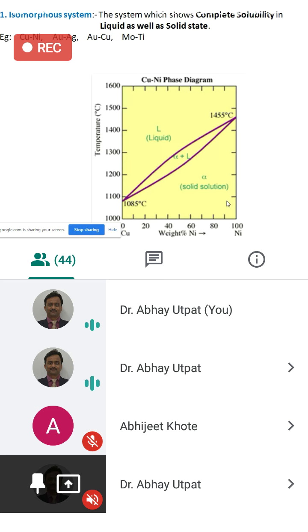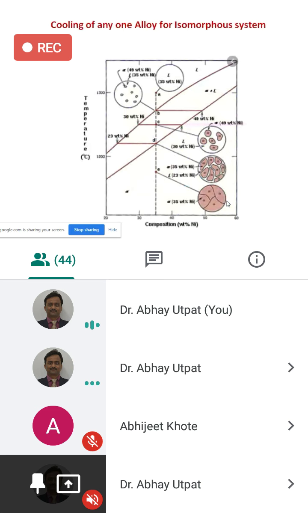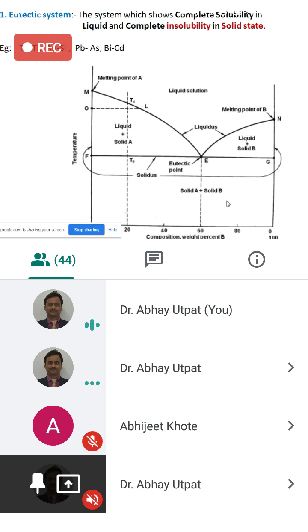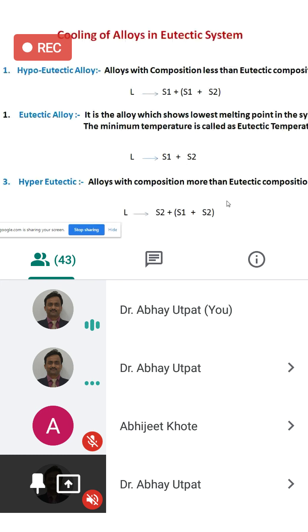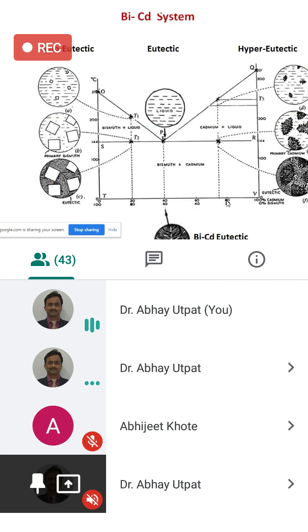Out of these, we have covered the first two. The isomorphous system shows complete solubility in liquid as well as solid state, and then the copper and nickel diagram. This is the cooling behavior. And then we have studied what is eutectic: complete solubility in liquid and complete insolubility in solid. Then this is the equilibrium diagram, the phase diagram for the eutectic system. Four types are there. And then these are the reaction types, and this is the cooling behavior.